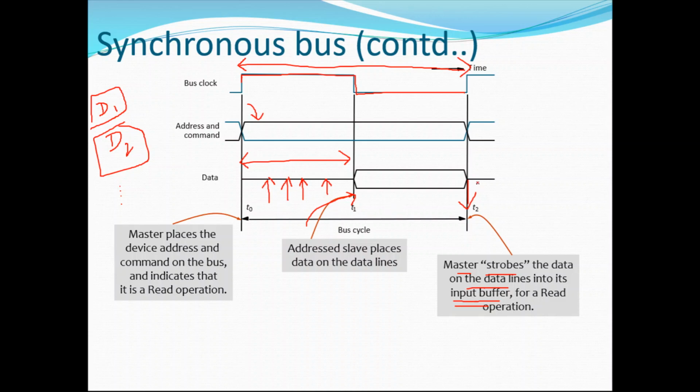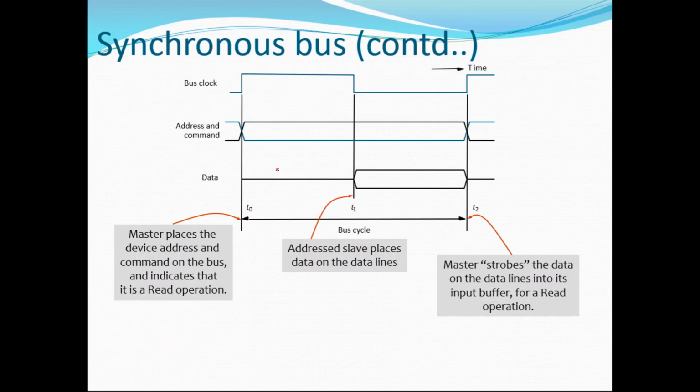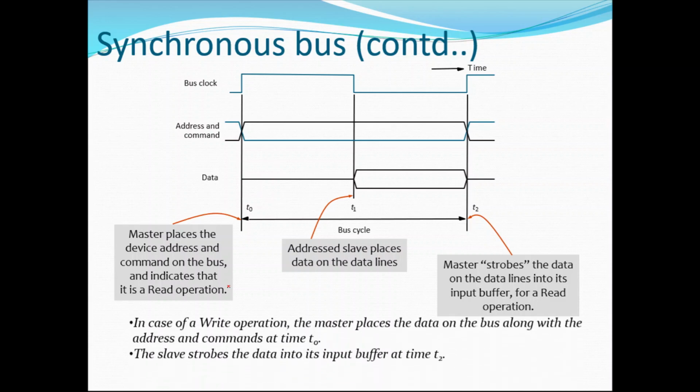Okay. By T2 the data should be available in the buffer, so the processor will store the data from the data lines into the input buffer. Okay. So this is the overall concept. So this timing diagram explains the read operation. Read operation means the processor wants to read from the IO device.